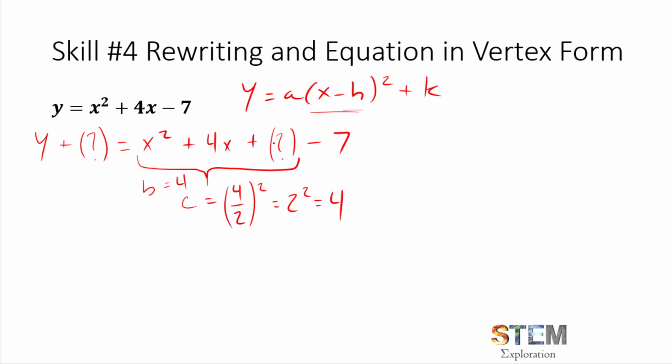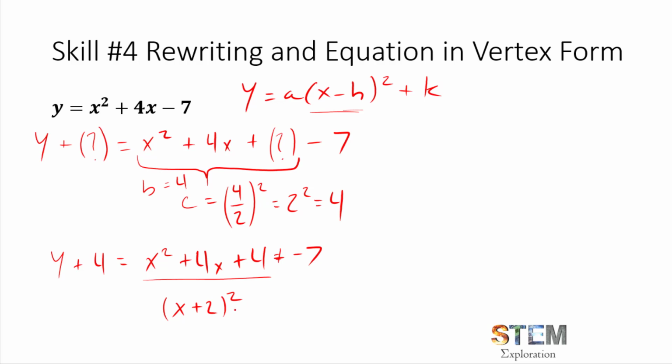But remember, this is an equation. We add something to one side, we also have to add it to the other. So what I'm going to do is go y plus 4 is equal to x squared plus 4x plus 4, plus negative 7. And this is a perfect square trinomial right here. And if we factor that out, we'll have x plus 2 squared. We'll have the negative 7 left over here, and we'll have the y plus 4 left over here.